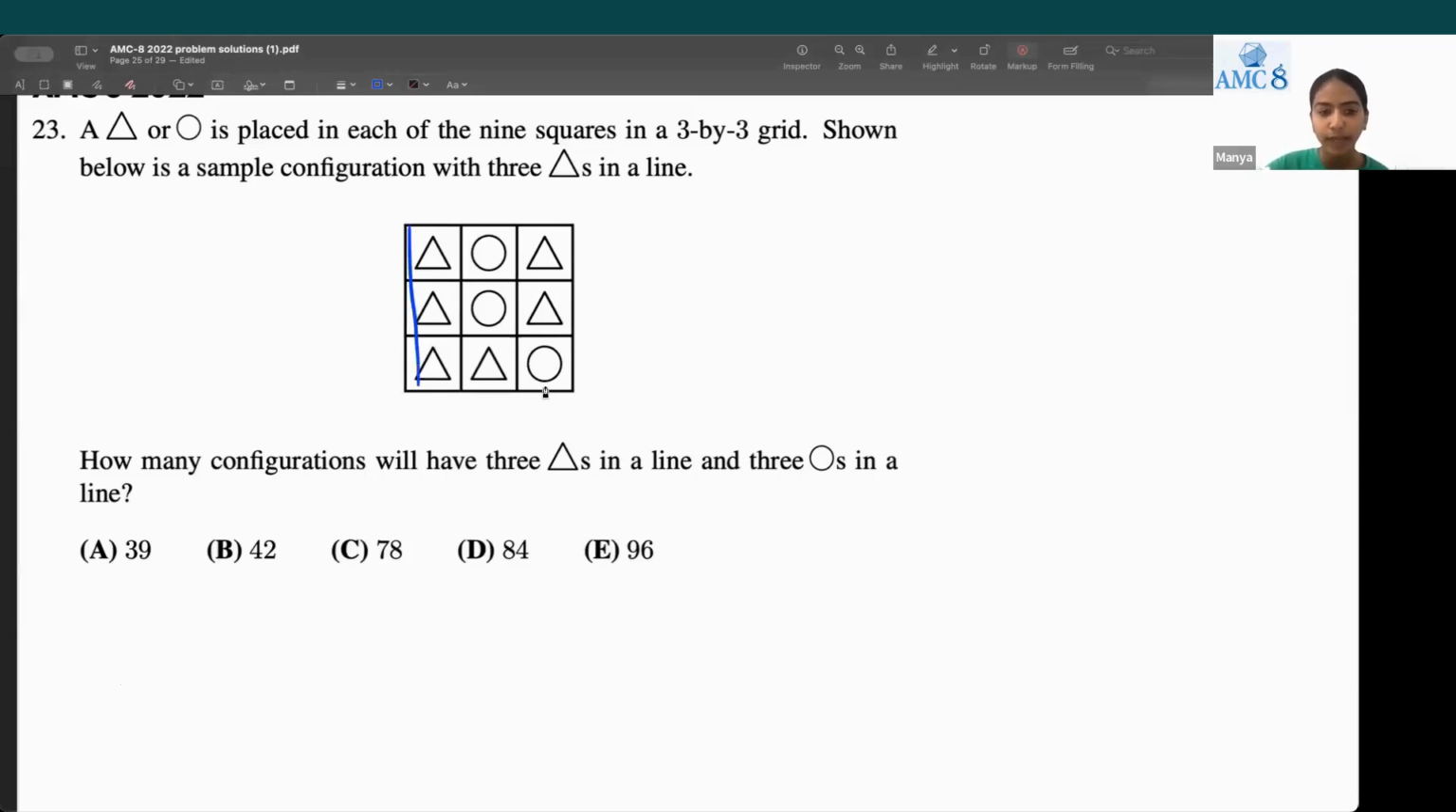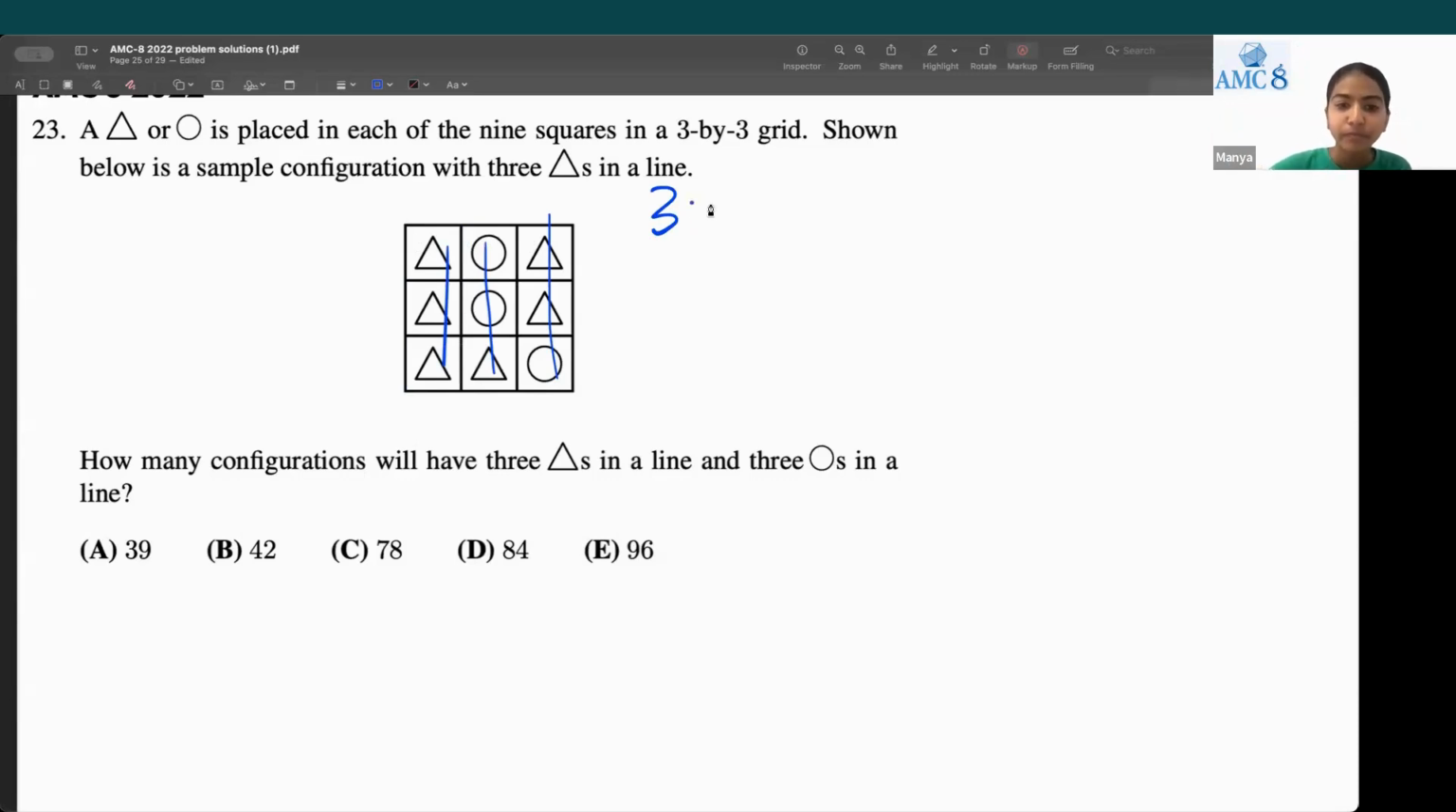So in this grid right here, there's going to be triangles and circles. So there's only 2 shapes here. And so how many ways can there be 3 triangles in a line? So there's one line here, one line here, and one line here. So that means that there's 3 ways for the triangles to be in vertical. So vertical meaning this way. And there's 3 ways for the triangles for 3 rows, 3 columns.